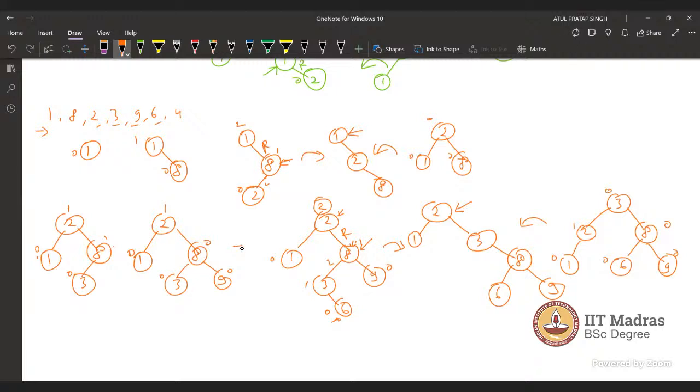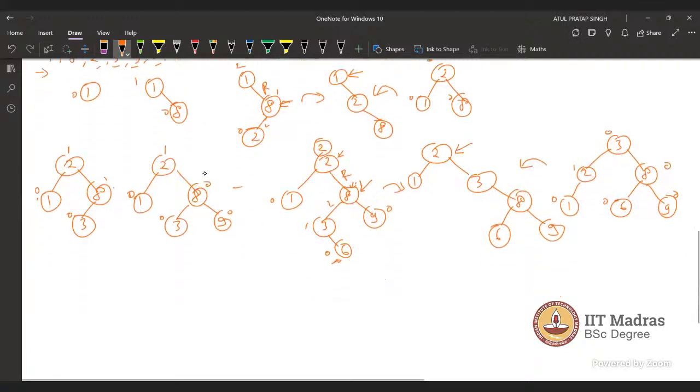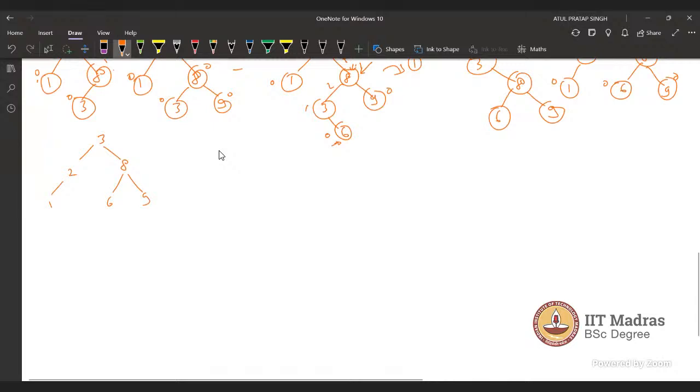Okay, so all balance factors are reduced to 0. Now we will add 4 here. So 3, 2, 8, 1, 6, and 9. So 4, and where will 4 come? So 4 is greater than 3, less than 8, less than 6. Okay, so 4 comes here.